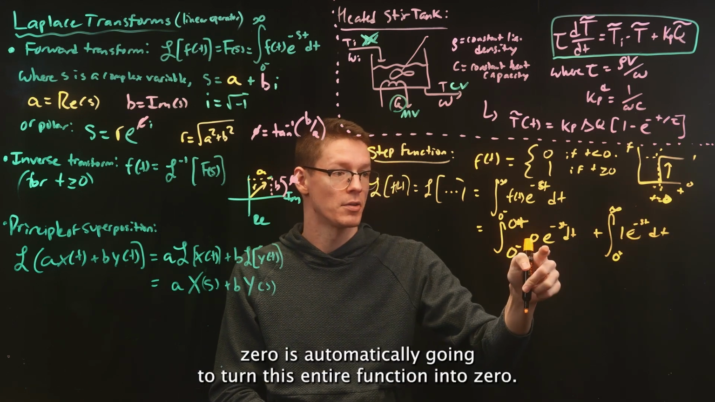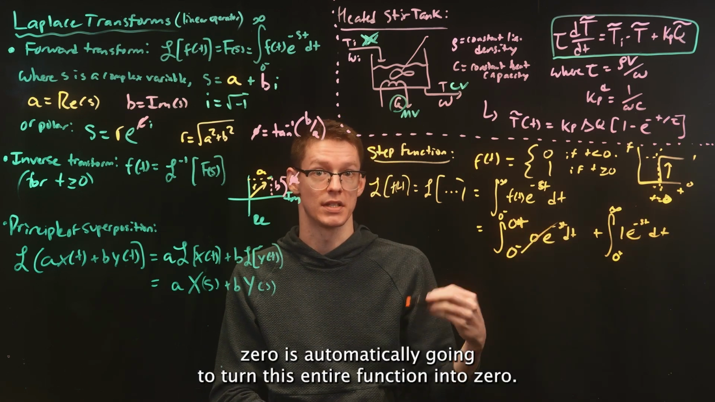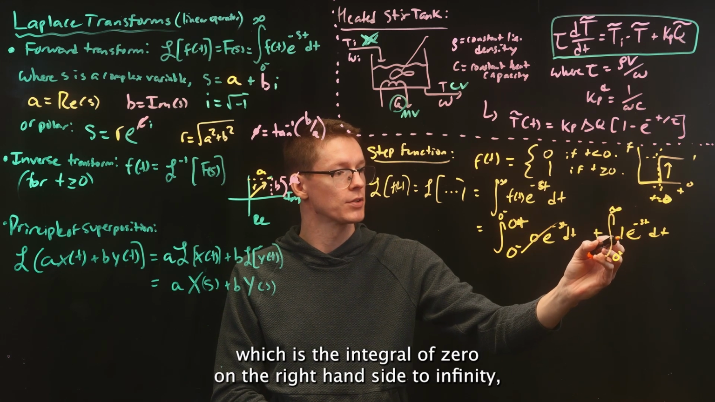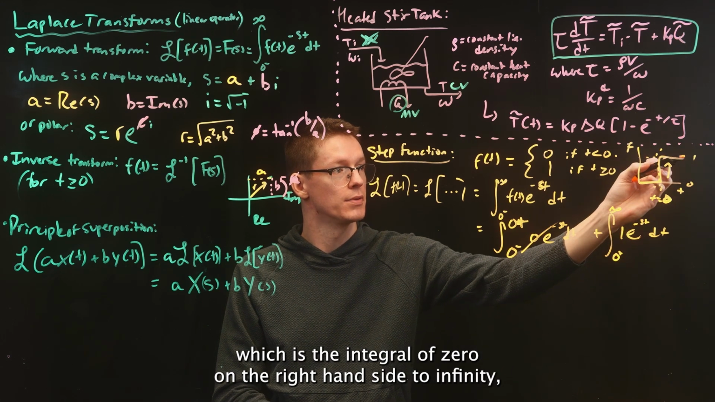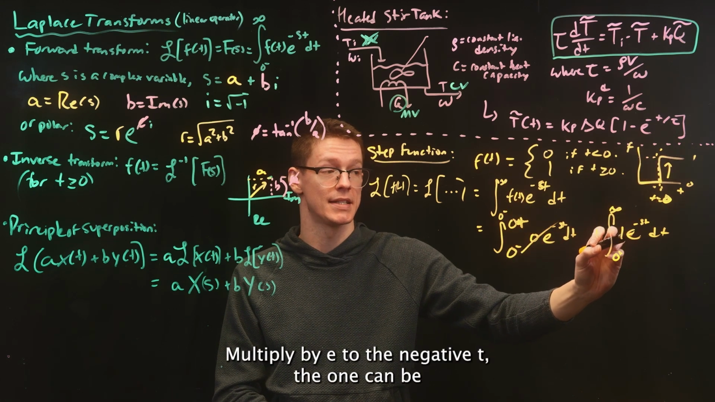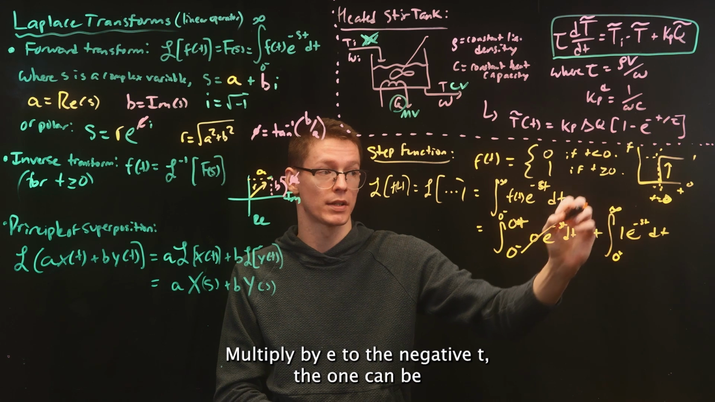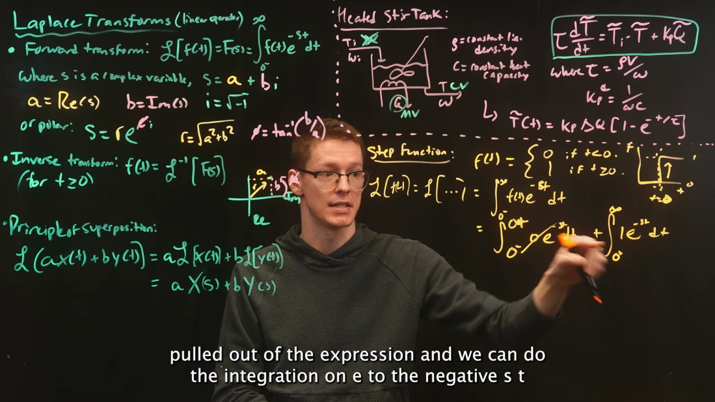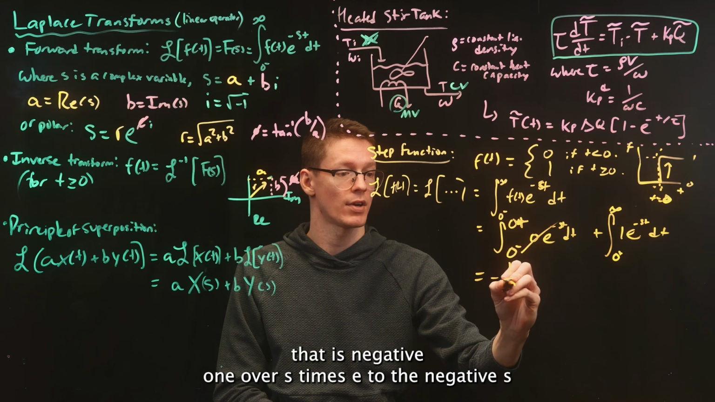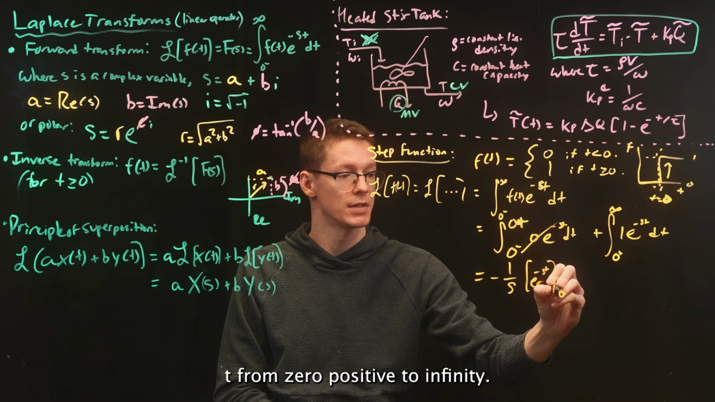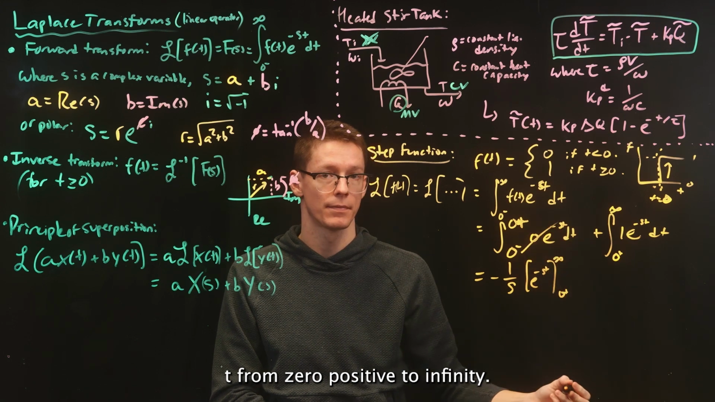Now the 0 is automatically going to turn this entire first part into 0, meaning that now we can look at just this part of the equation, which is the integral from 0 on the right-hand side to infinity, where that value will always be equal to 1. That's going to be multiplied by e to the negative st dt. The 1 can be pulled out of the expression, and we can do the integration on e to the negative st. That is negative 1 over s times e to the negative st from 0 positive to infinity.